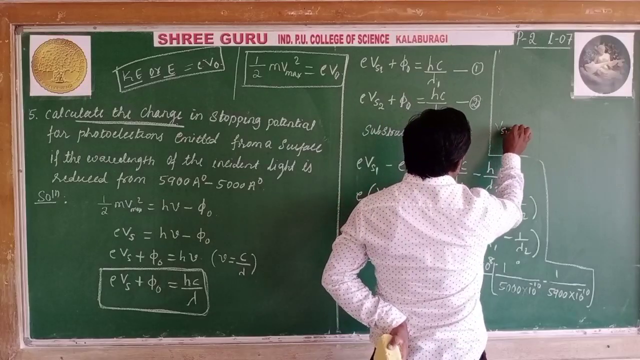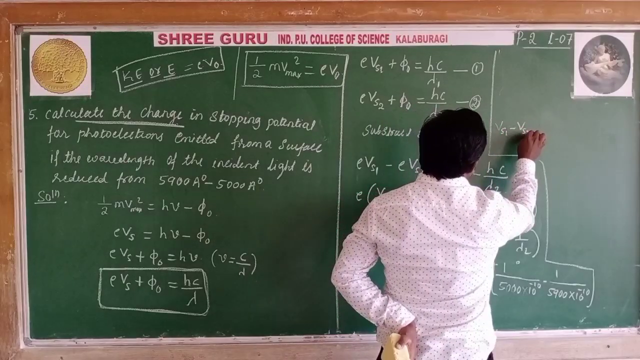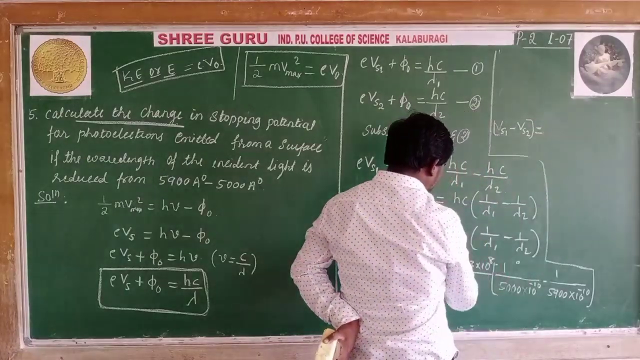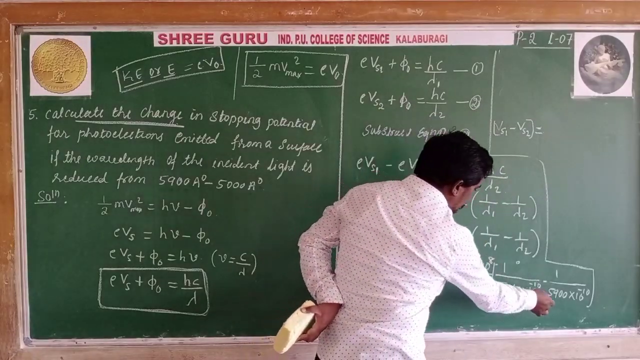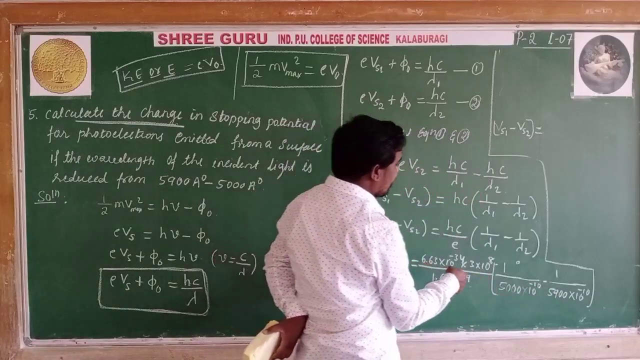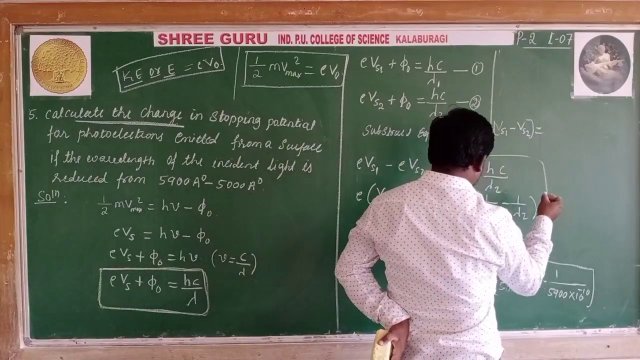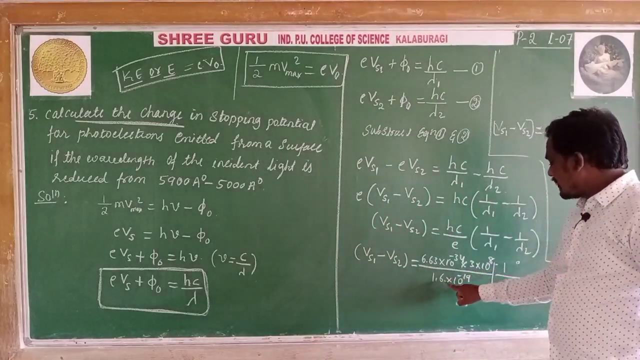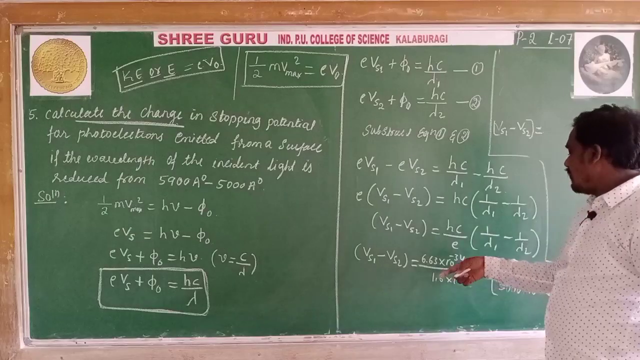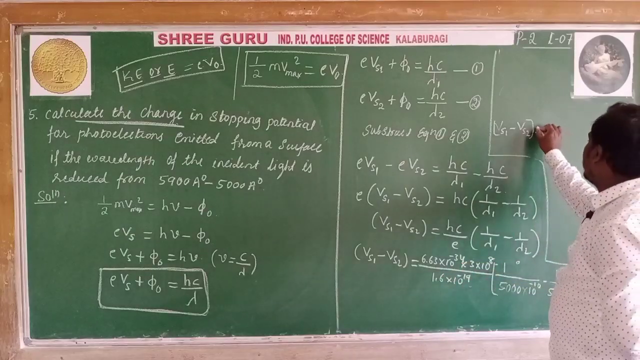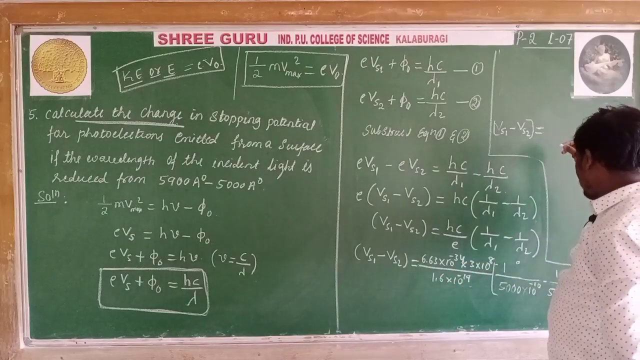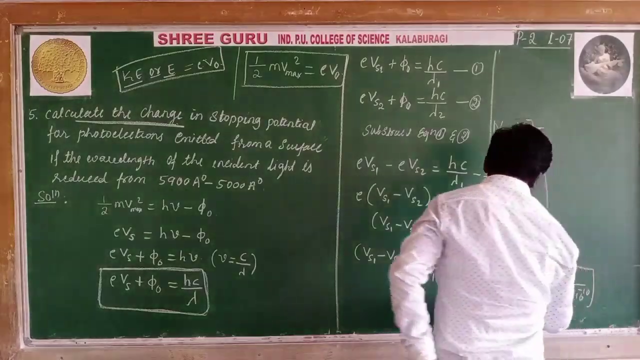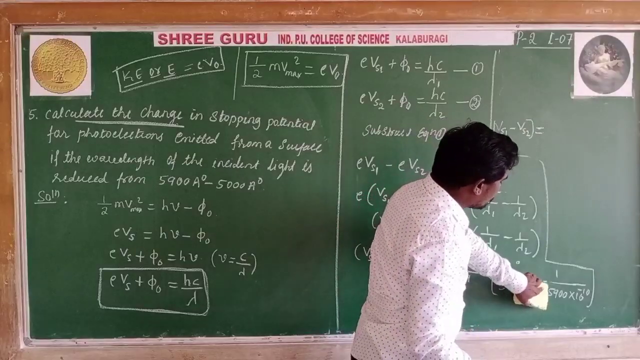Change in stopping potential Vs1 minus Vs2 is, just to calculate yourself. Take that 10 raised to minus 10 on this side, or you better write once again. Here if you want to cancel, you cancel it, or finally you can calculate the values from the calculator. Just take this 10 raised to minus 10, it is very easy to solve.